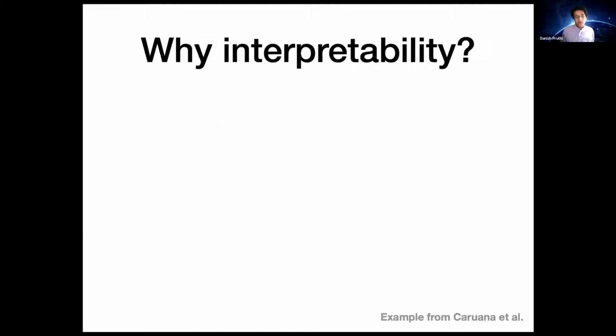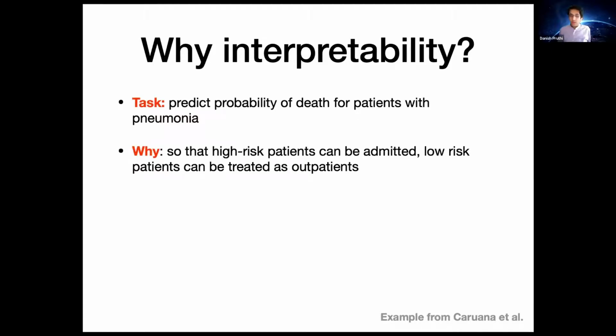So let's start first with why we care about interpretability, and let me begin with an example. In about the 90s, when there was a shortage of beds in some hospitals, people were trying to model the probability of death for patients who were coming in with pneumonia. They only wanted to admit high risk patients, and low risk patients could be treated as outpatients. They had data about people in the past who had passed away with pneumonia, so using past data, they were trying to model the probability of death.